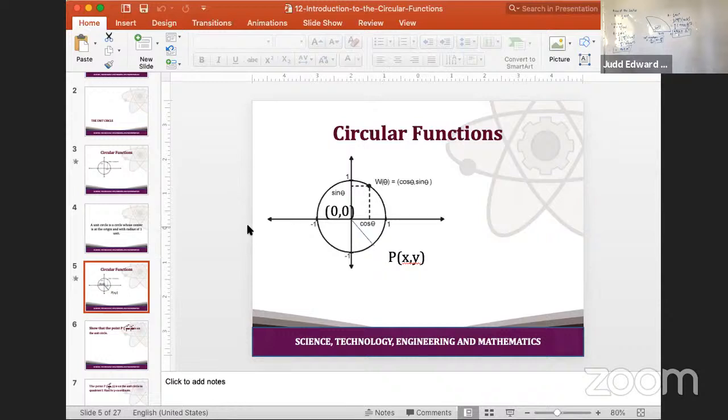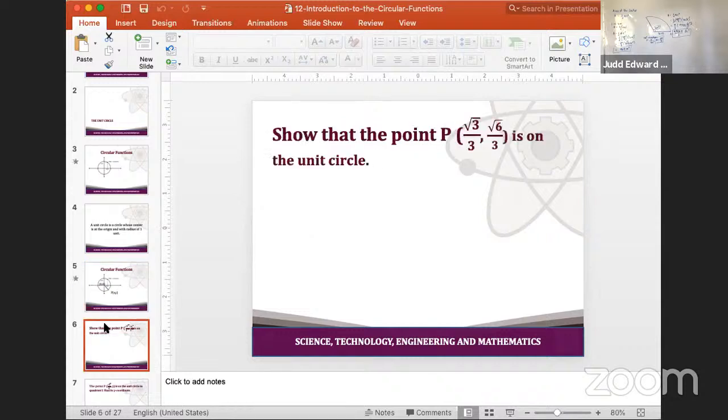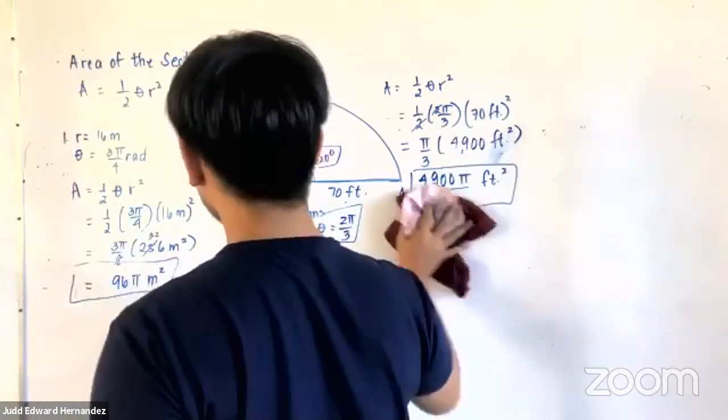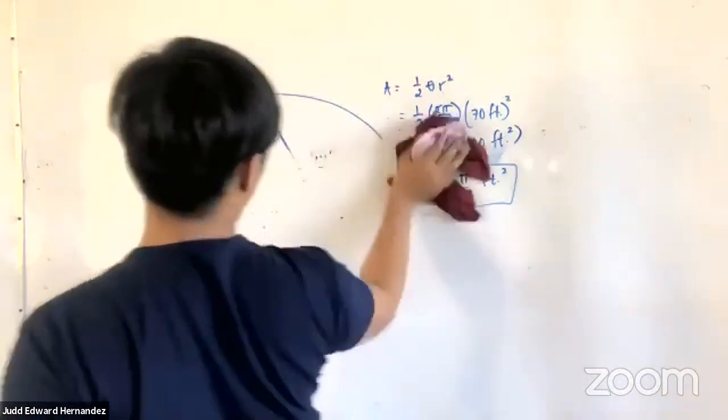Okay, so let's now have an example. Show that point P, square root of 3 over 3 and square root of 6 over 3 is on the unit circle. Paano po natin malalaman na nasa unit circle yon? Sabi natin kanina, anong sabi po natin kanina sa radius ng unit circle? That the radius of a unit circle is equal to? Ilan daw po? 1.